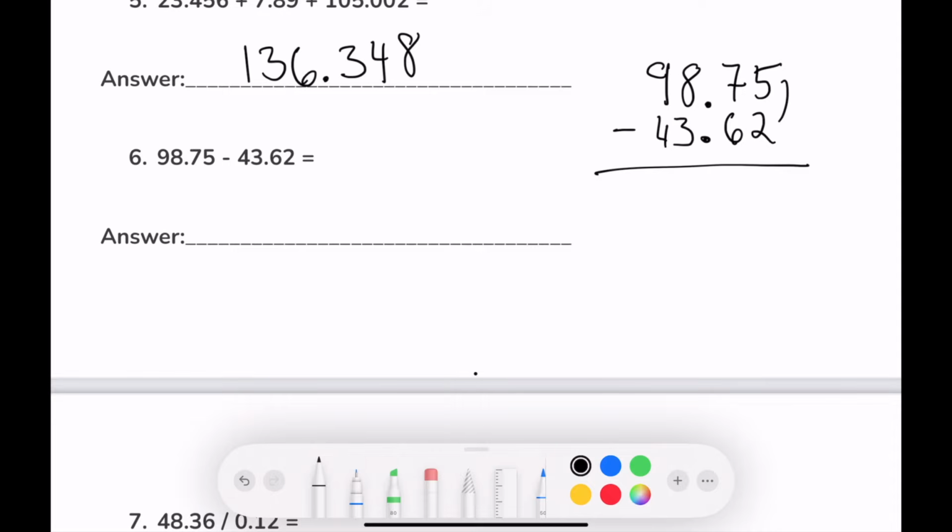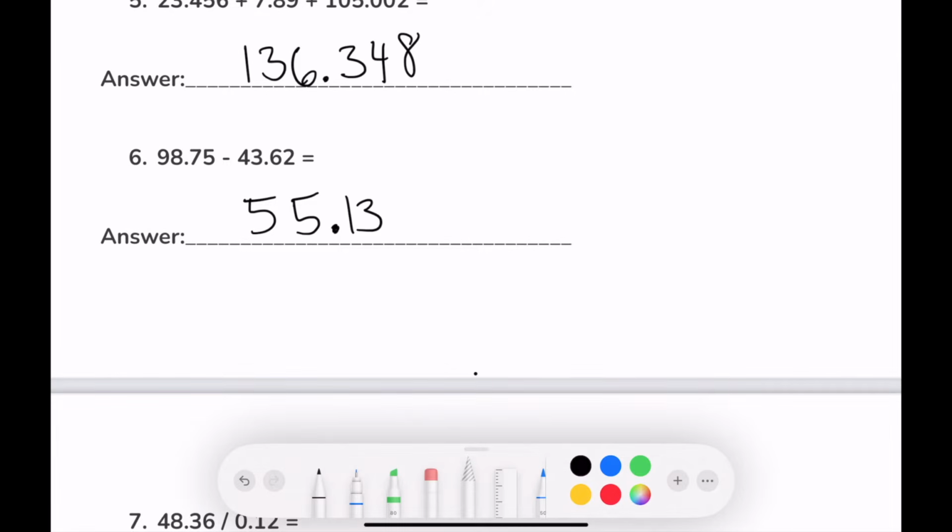Now subtract. 5 minus 2 is 3. 7 minus 6 is 1. Carry that decimal down. 8, 7, 6, 5. And again, 9, 8, 7, 6, 5. We are left with 55.13. How are we doing over there? You good? 55.13. Again, I'm going to clear this to keep things nice, neat, simple, and easy.